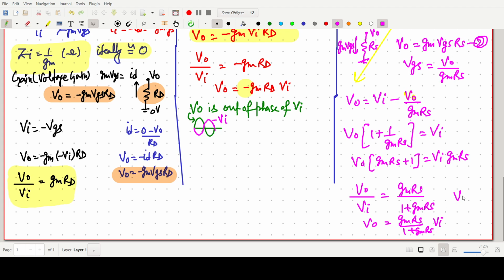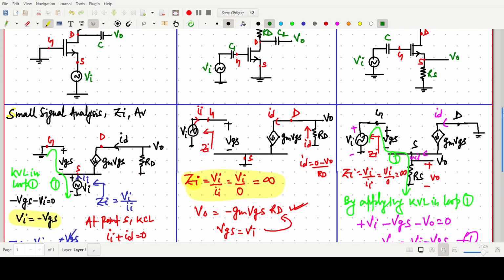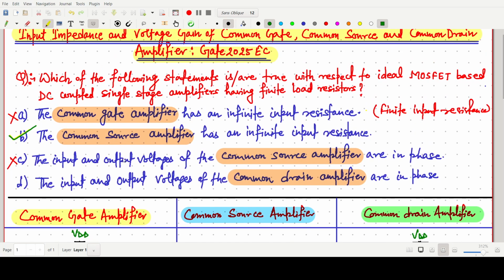So V naught and Vi are in the same phase. This is the expression that we have found. So V naught and Vi are in the same phase in a common drain amplifier, and the input impedance is high. So we have to check only one statement for common drain: the input and output voltage of the common drain amplifier are in phase. So this one is also a correct option. I have put it in green color.